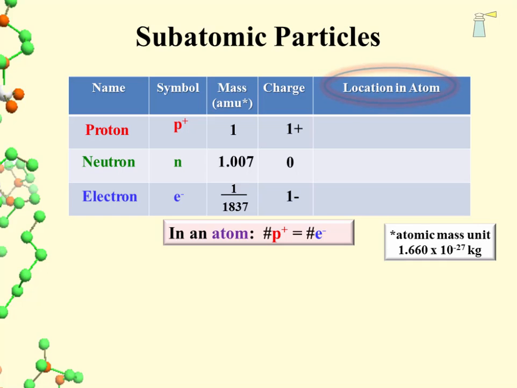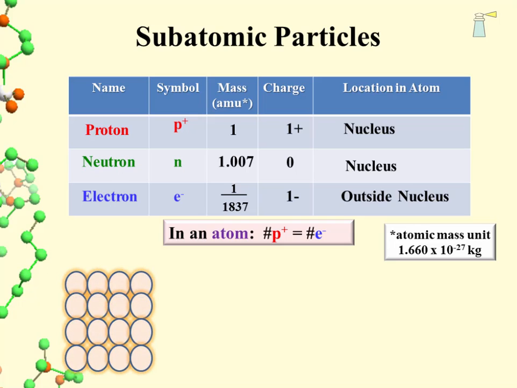The last description of our subatomic particles is their location in the atom. Where are these particles found? For the proton, it is in the nucleus. Nucleus means central. It is the center of the atom. The neutron is also in the center of the atom. The electron, however, is located or found outside the nucleus. Let's put this description together and sketch out an atom.